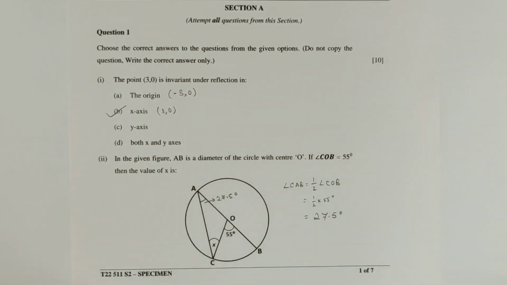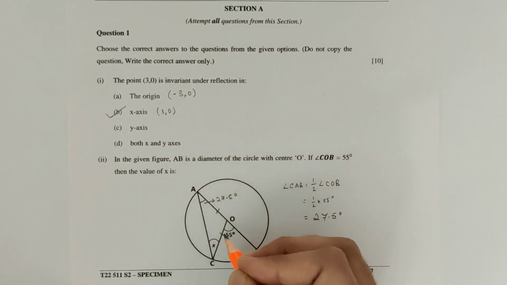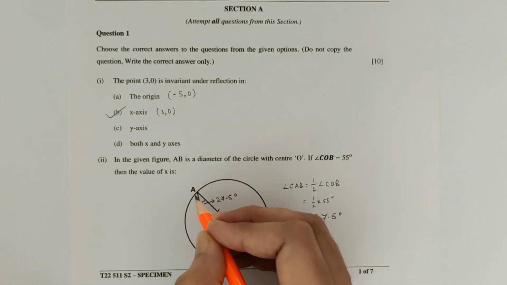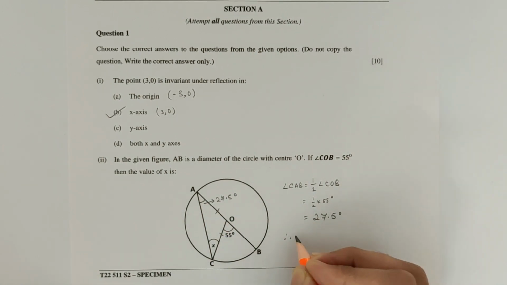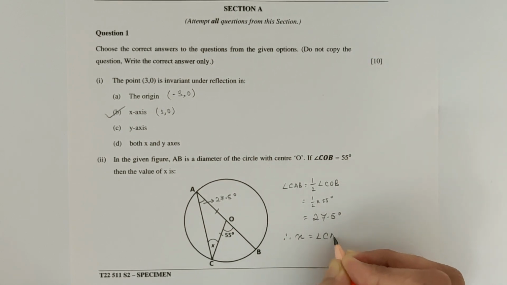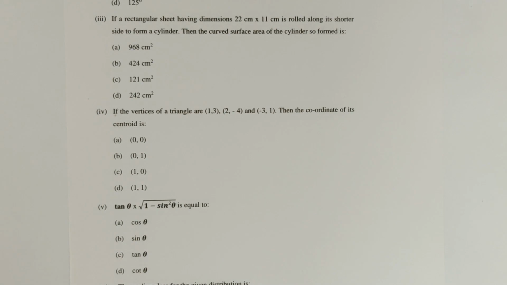So this is 27.5 degrees. Now over here we can also see that AO and CO are the radius of the same circle. That means the length will be same. And if the length is same, then angle ACO, that is x, will be equal to angle CAO, that is 27.5 degrees. Therefore, angle x is equal to angle CAO, which is 27.5 degrees, which is option A. Simple. Now we'll move on to the next part. Moving on to part 3.